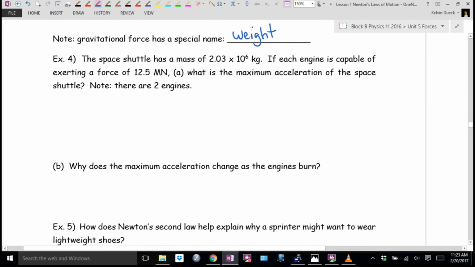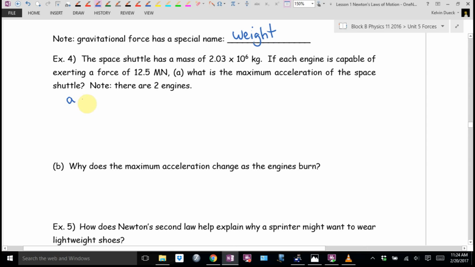All right, let's do some rocket science. I told you this was the beginning of rocket science. The space shuttle has a mass of 2.03 times 10 to the 6th, which it does. If each engine is capable of exerting a force of 12.5 mega newtons, and that is accurate, I Googled this. Okay, what's the maximum acceleration of the space shuttle? There are 2 engines. What's this question asking me to find?